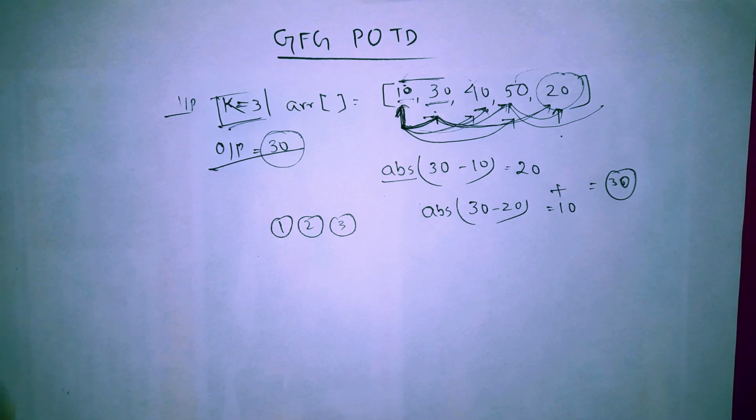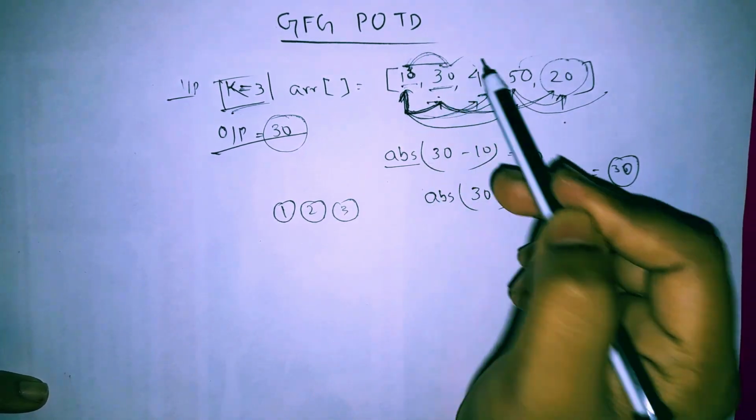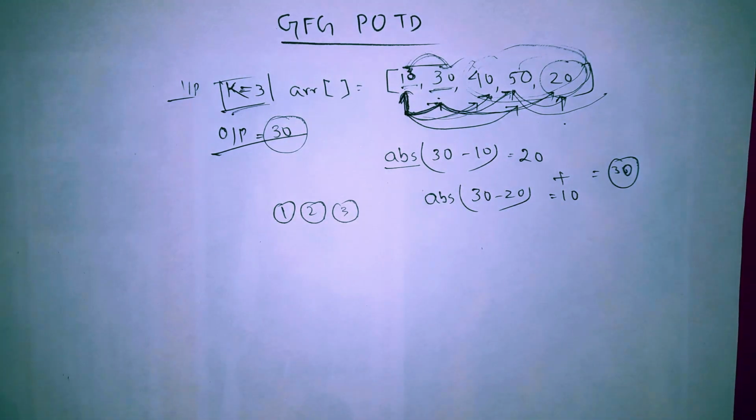Okay, so here is the funda of recursion. What will my recursion do? Every time, suppose I am jumping from here, I jump 10 to 30, and I tell the recursion that from the rest of the array, please bring me the minimum cost.